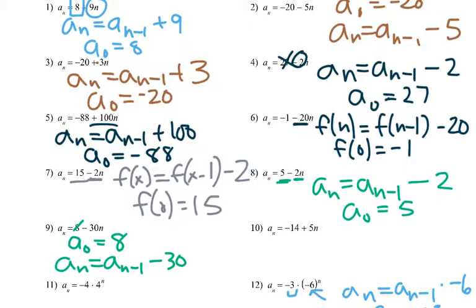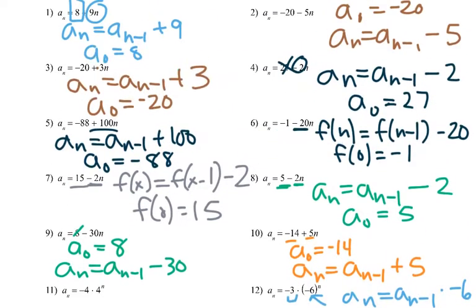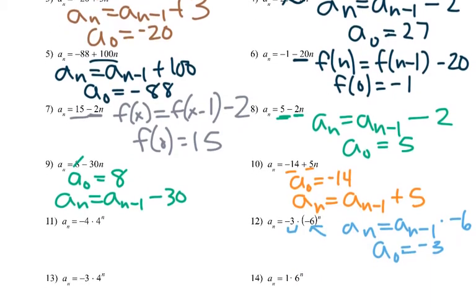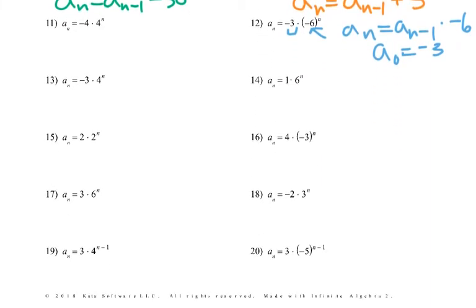Alright, number 10. Start -14, so a sub 0 equals -14. Growth plus 5, a sub n equals a sub n minus 1 plus 5. So, that's all my arithmetics. Okay, we're good there. Now let's take a look at 11.